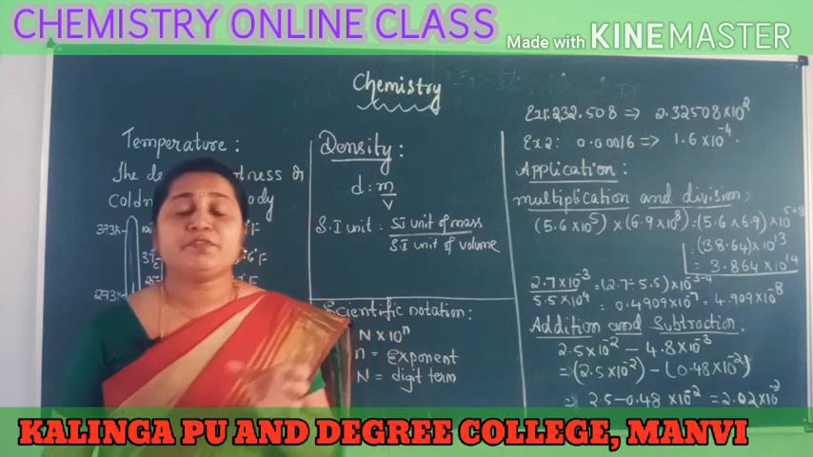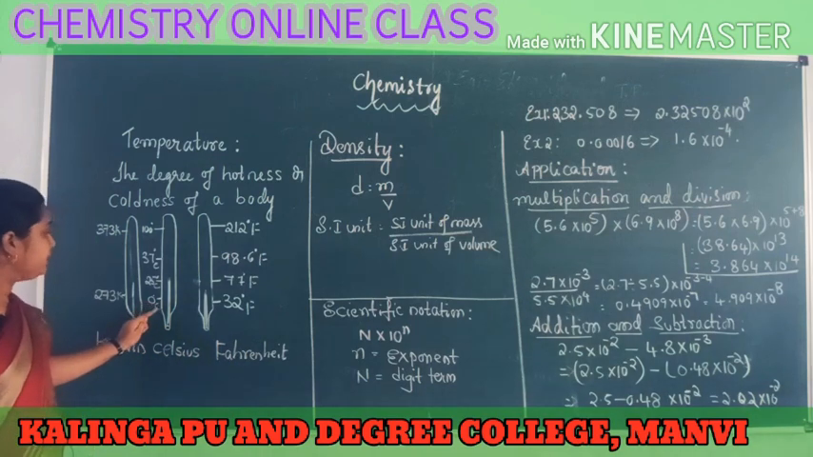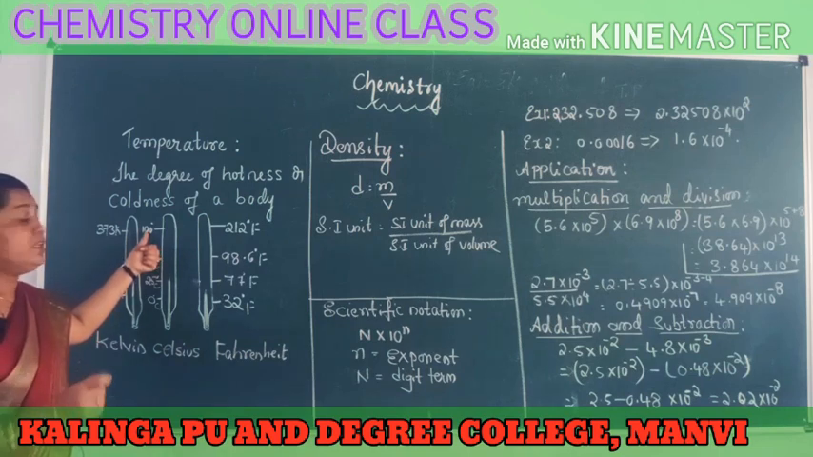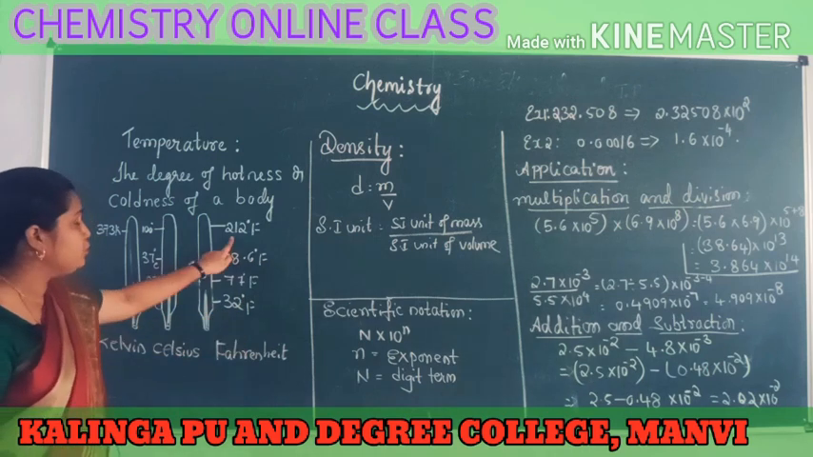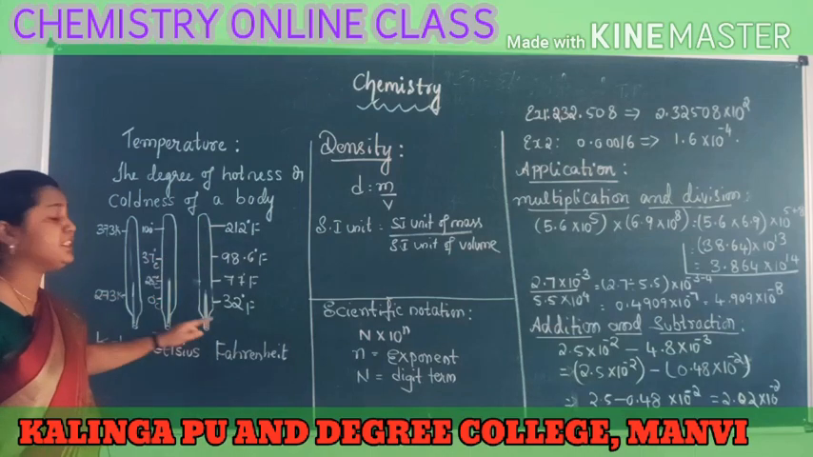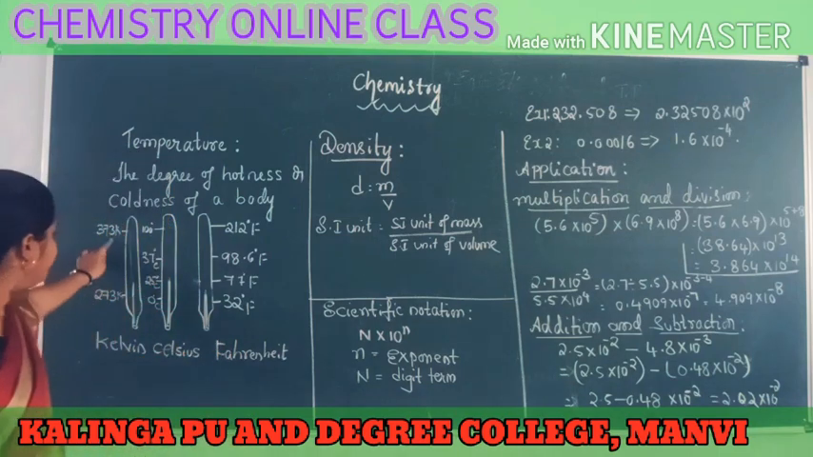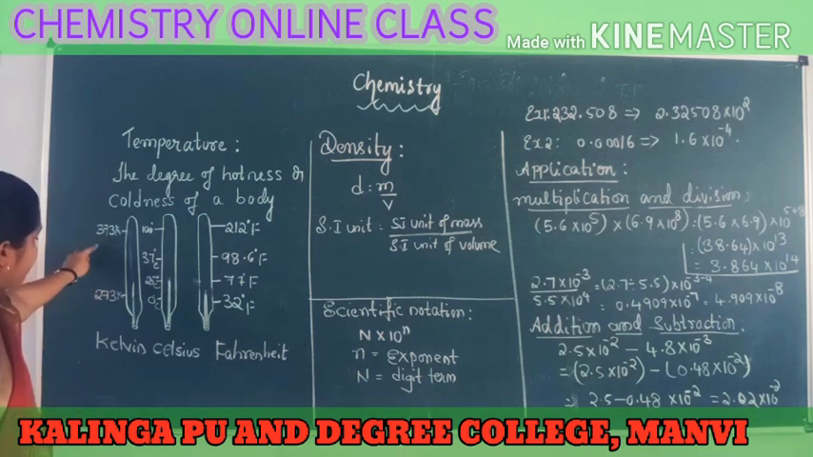Is it okay? Then you can see the difference between the lowest and highest readings. In the Celsius scale, the difference from 0 to 100 is 100 degrees. Coming to the Fahrenheit, between 32 degree Fahrenheit and 212 degree Fahrenheit, the difference is 180. Similarly, in the Kelvin scale, 273 to 373 Kelvin, the difference is 100 Kelvin. You should not say 100 degree, but 100 Kelvin.